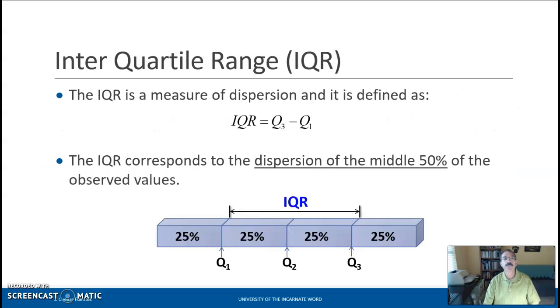All right, so once we find the quartiles, then we calculate what is called the interquartile range, which is another measure of dispersion, and it's just the difference between the third quartile and the first quartile. The interquartile range corresponds to the dispersion of the middle 50% of the data, so the dispersion between Q1 and Q3. So keep that in mind because we're going to use that to interpret the interquartile range.